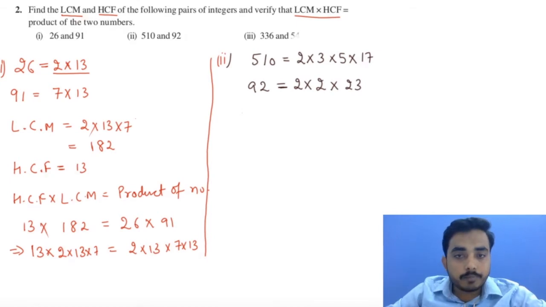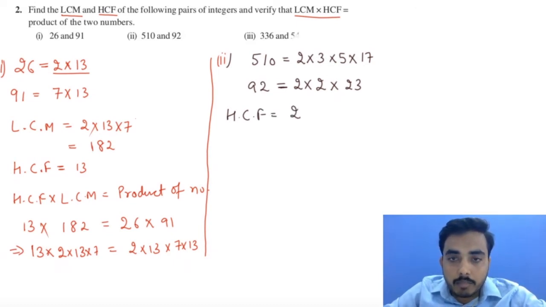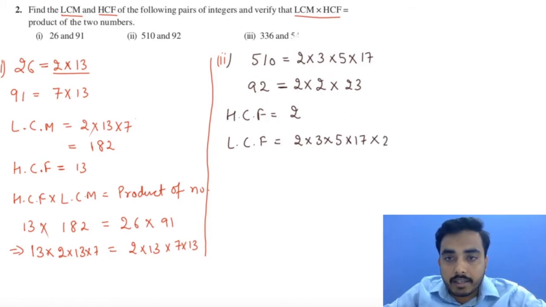Into 23 for the 92. Now HCF, which is common in both. What is common in both? Only the number 2. And LCM is the least power of unique prime factors. From the first, the least power of unique prime factors are these, and from the second we have already taken one 2, and we need to take one more 2 again, and 23. So this is the LCM. If we multiply this, we'll get the LCM of the numbers.